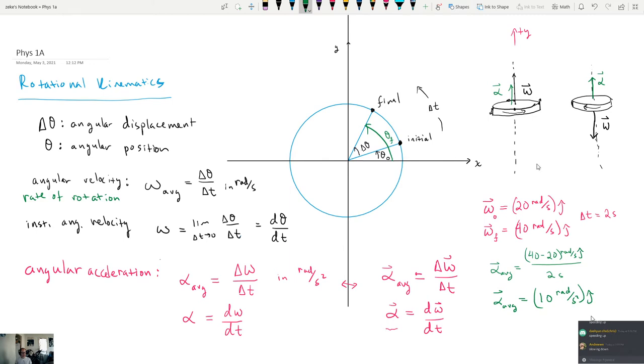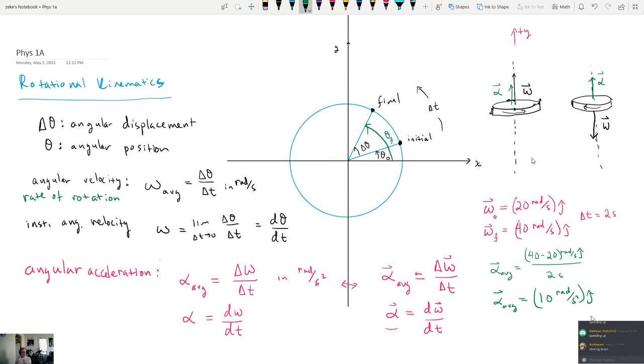So it works exactly the same way that acceleration and velocity work in linear motion. Because if I tell you I'm driving down a road with a velocity of positive 10 meters per second, and I tell you I have an acceleration of positive 1 meter per second squared, when the velocity and the acceleration are in the same direction, you're speeding up.